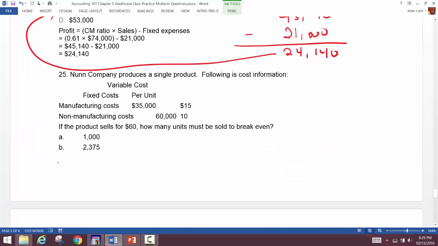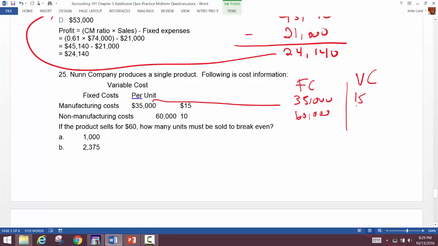Let's look at this one now. This one's a little bit of a problem in the way it lined up, so let's just fix that. My fixed costs are going to be 35,000 for my manufacturing cost, and 60,000 for my non-manufacturing cost. And then my variable costs per unit are going to be $15 per unit for my manufacturing cost, and $10 per unit for my non-manufacturing costs.